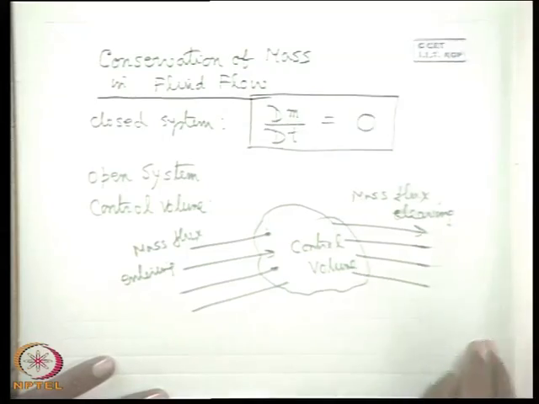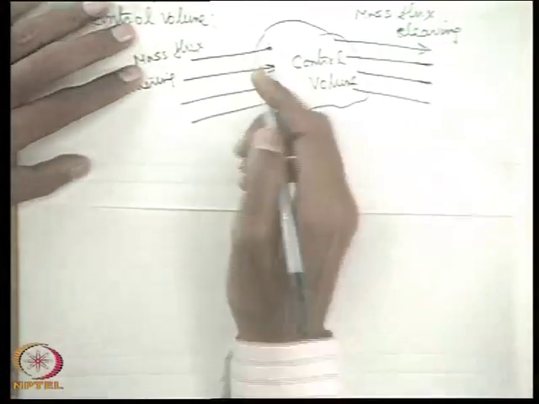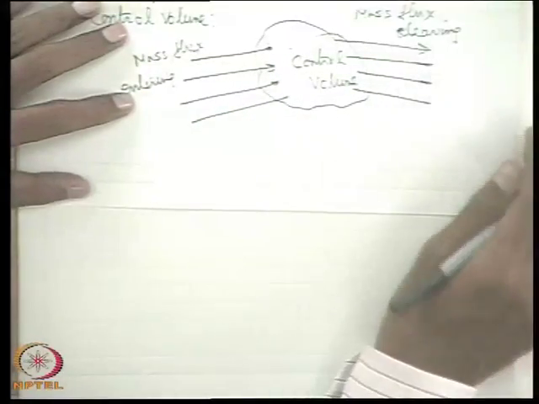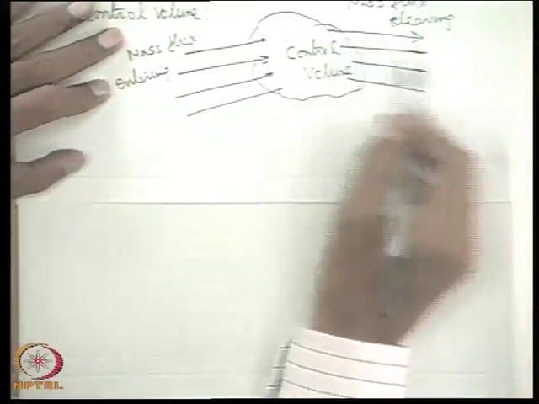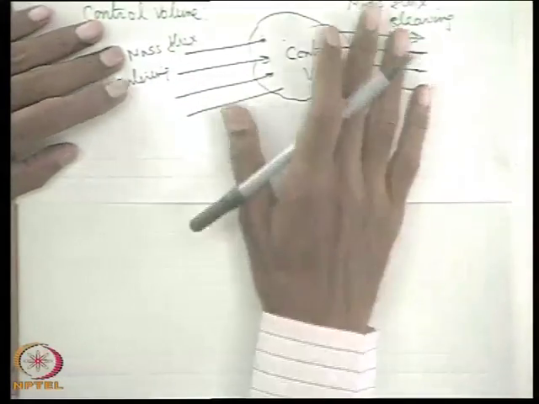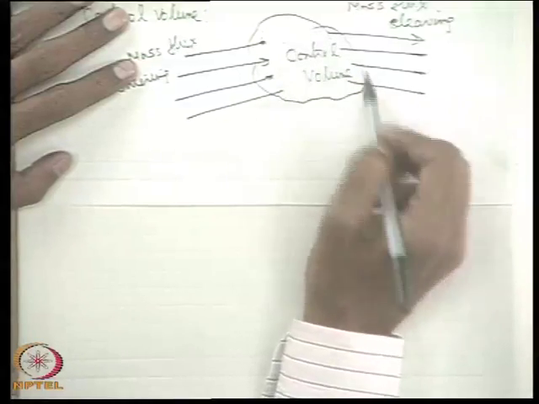What should be the general statement for conservation of mass for a control volume where the mass flux is coming in continuously and mass flux is leaving continuously? Can you always tell that the mass flux leaving is equal to the mass flux entering? We cannot always tell. This we can tell at a particular condition when the control volume mass will not change. So this is a particular condition.